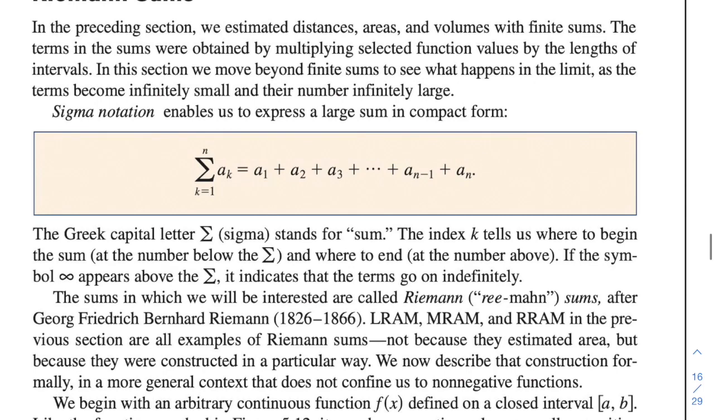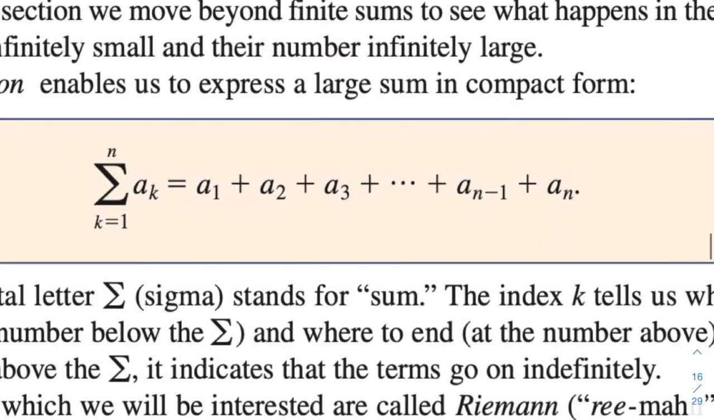Well, here's just some background information. In the preceding section, we estimated distances, areas, and volumes with finite sums. The terms of the sums are obtained by multiplying selected function values by the length of the interval. Okay, here we have the first view of sigma notation.